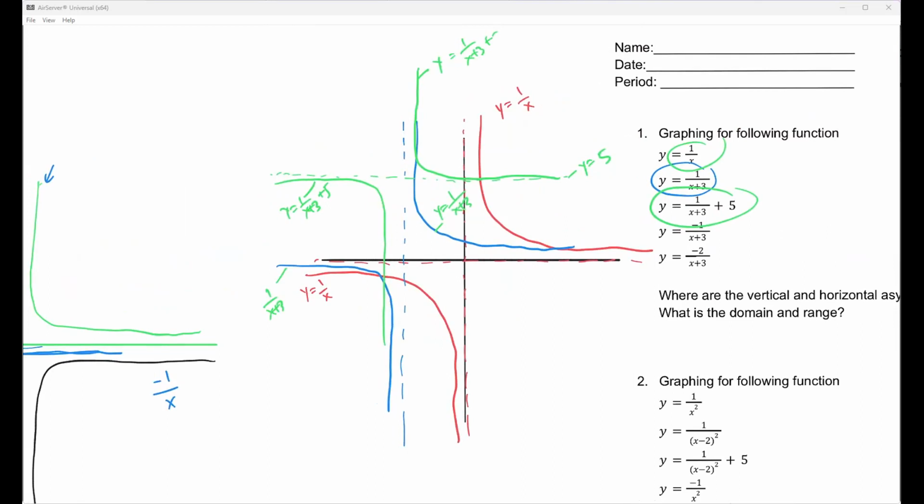We're talking about just a parent function, right? But you should recognize that there's a +5 right here, and because of that the whole graph is shifted up by 5. They're going to shift after. Yes, good question.